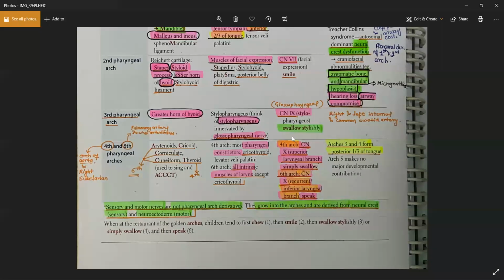This highlighted part confirms that the nerves are not part of the derivatives. Exactly. The sensory and the motor nerves are not pharyngeal arch derivatives. They are supplying these structures that I told you before. The sensory part is formed by the neural crest cells, and the motor nerves are formed by the neuroectoderm cells. Okay, thank you.